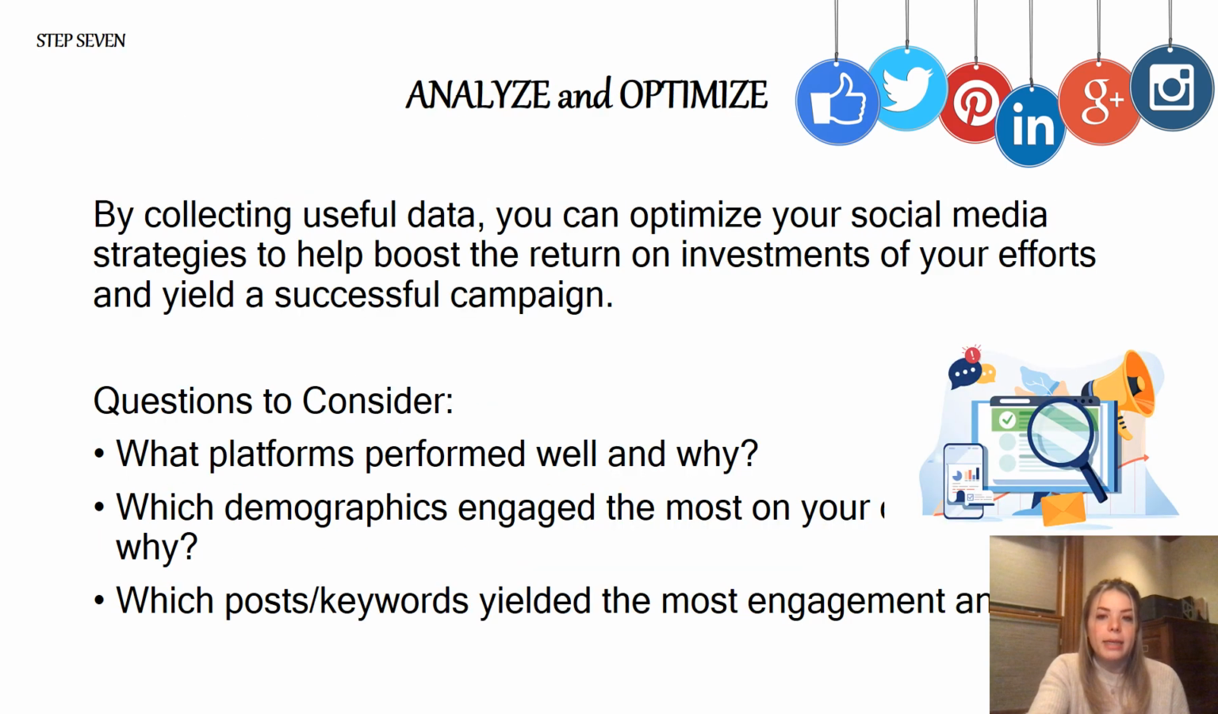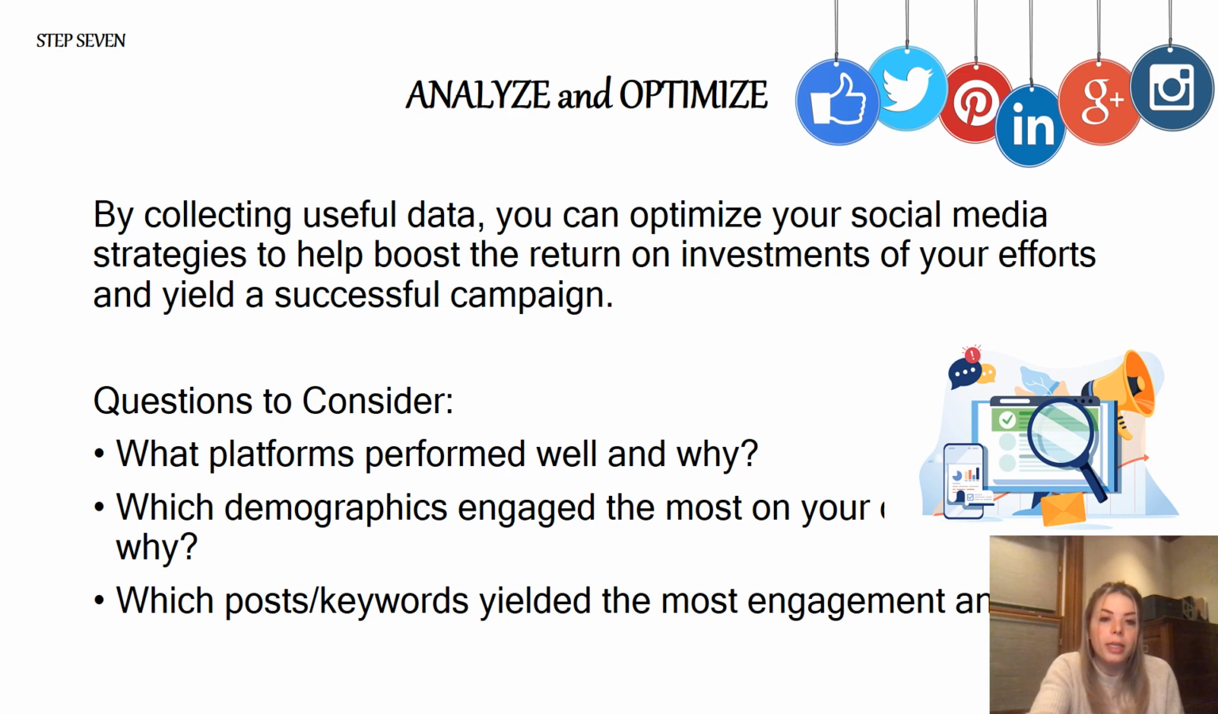This last step kind of ties into what I was just speaking about, which is to analyze and optimize. It is so important to track how a campaign is performing, as it helps you to better shape your overall marketing plan. Sometimes content which we expect to perform really well flops, and it's important to be able to understand why that happened so you can make the necessary changes in order to perform better in future content. A lot of marketing is trial and error because it's almost impossible to fully understand what works until you understand what doesn't work. By collecting useful data, you're able to optimize your social media strategy to help boost the return on investment of your efforts and yield a successful campaign.